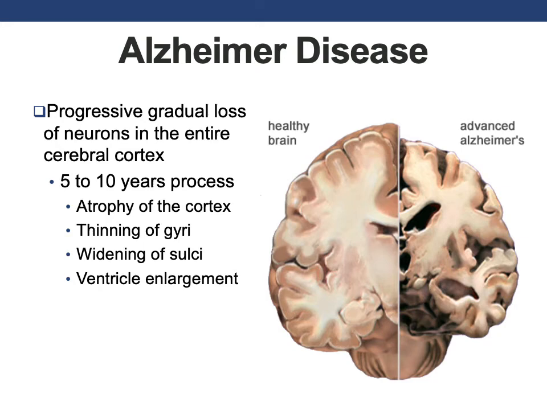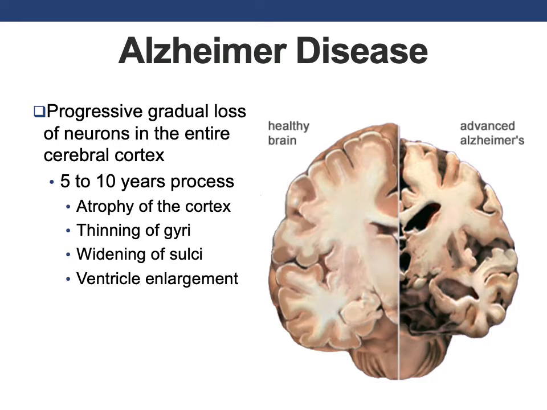Alzheimer's disease is progressive, gradual loss of neurons in the entire cerebral cortex. Symptoms progress over 5 to 10 years until the patient is unable to perform daily activities. The loss of neurons actually causes the brain to shrink.